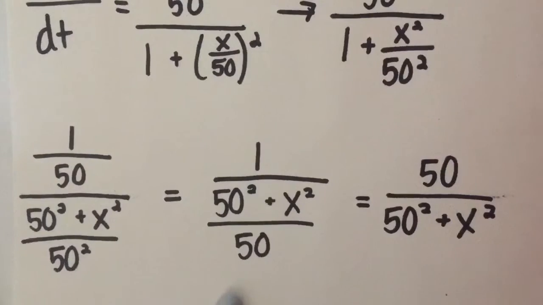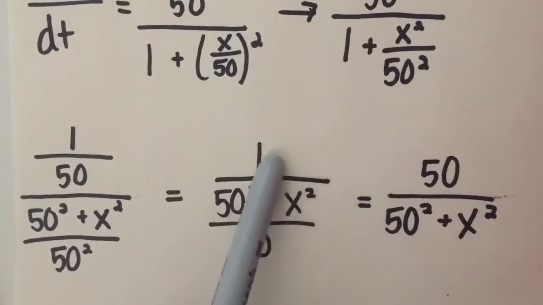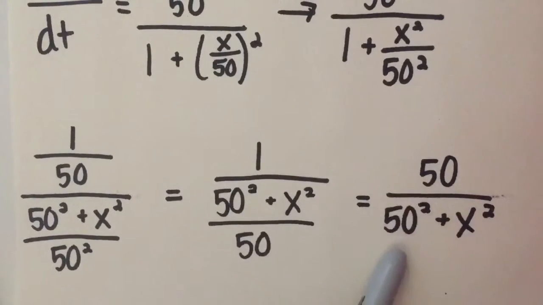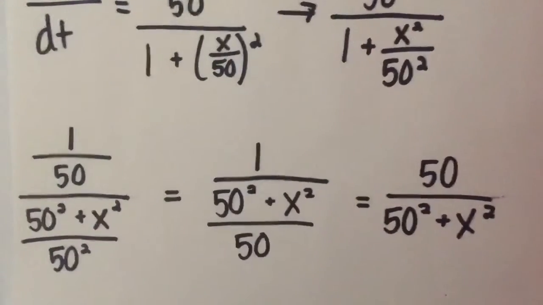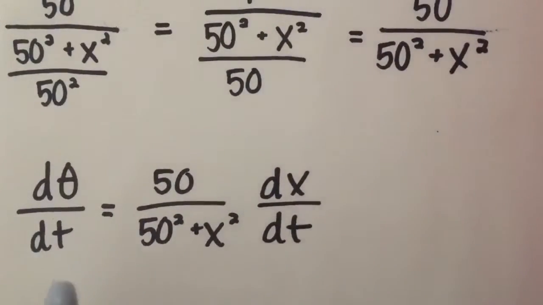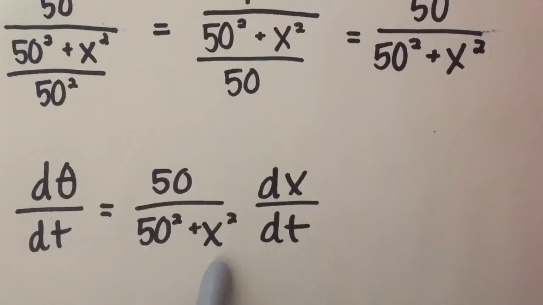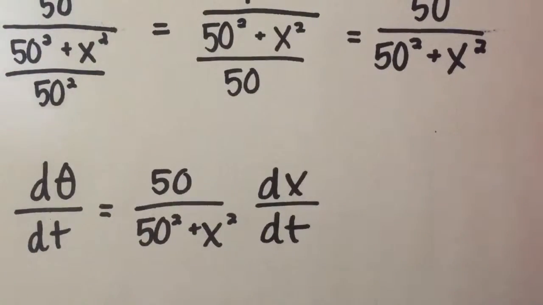Now, you can't leave a complex fraction like that, so you're left with super fast flip. And you multiply 50 to the top, and you get 50 over 50 squared plus x squared. So now our equation is d theta dt equals 50 over 50 squared plus x squared times dx dt.